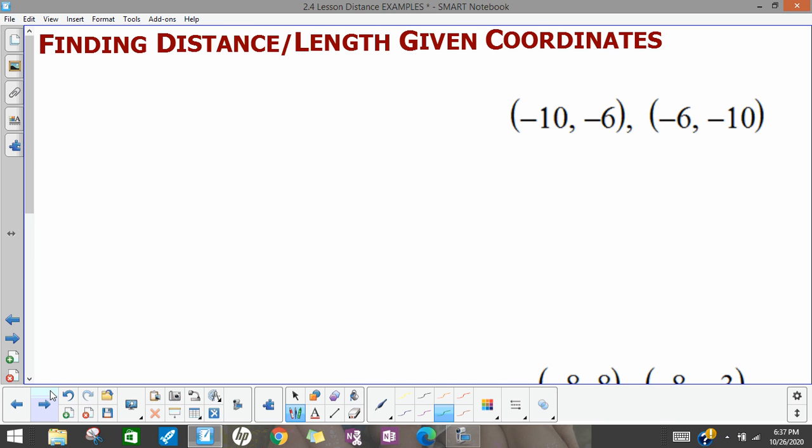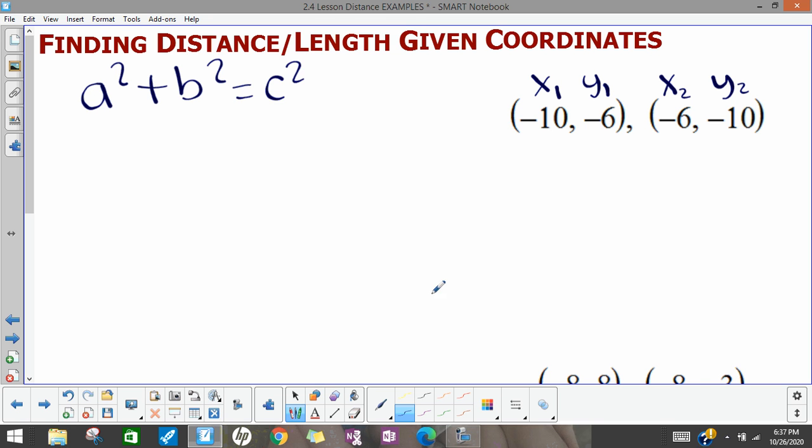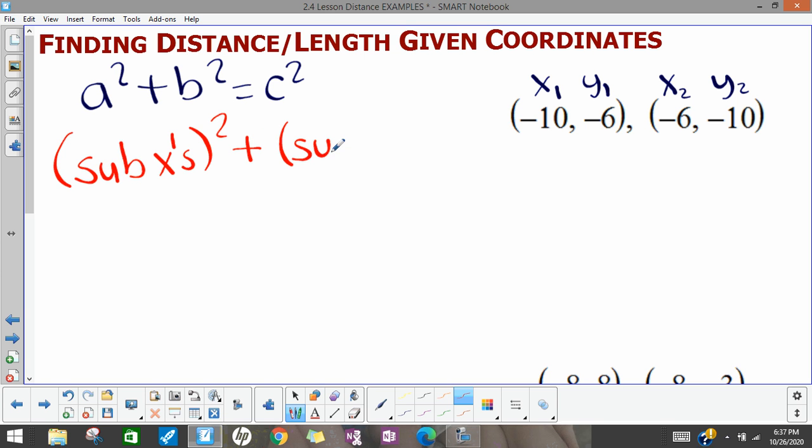So I want to do a couple where we don't have the picture. We can still find out the length of the segment between these 2 points, or how far apart they would be, the distance between them. We label them x1, y1, x2, y2, just so that we know which numbers are x and which numbers are y. And then we're going to write the Pythagorean theorem, and then we're going to modify it for ourselves. A is subtracting the x's, don't forget the squared. B is subtracting the y's, don't forget the squared, and we change C to D for distance.